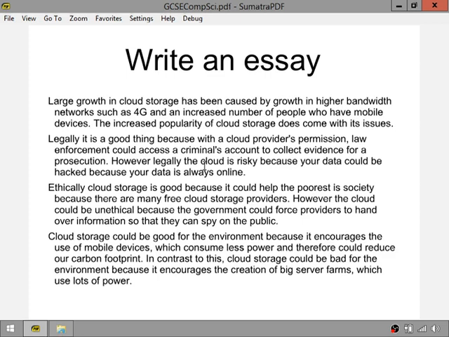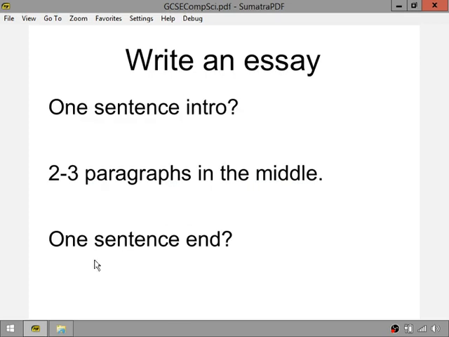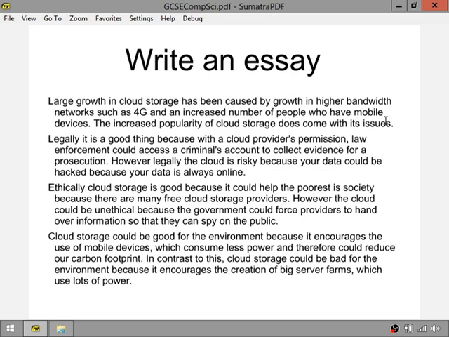So here we go. Here's my example. I've got large growth mentioned in the first paragraph in the introduction. I've got the legal issues in its own paragraph, ethical in its own paragraph, and environmental in its own paragraph. Now you'll notice I've not got an ending sentence. I didn't feel it was necessary because I'd written such a large introduction that comprehensively covered the large growth of cloud storage. Now if I was marking this, I would certainly put this at the top of the green category.